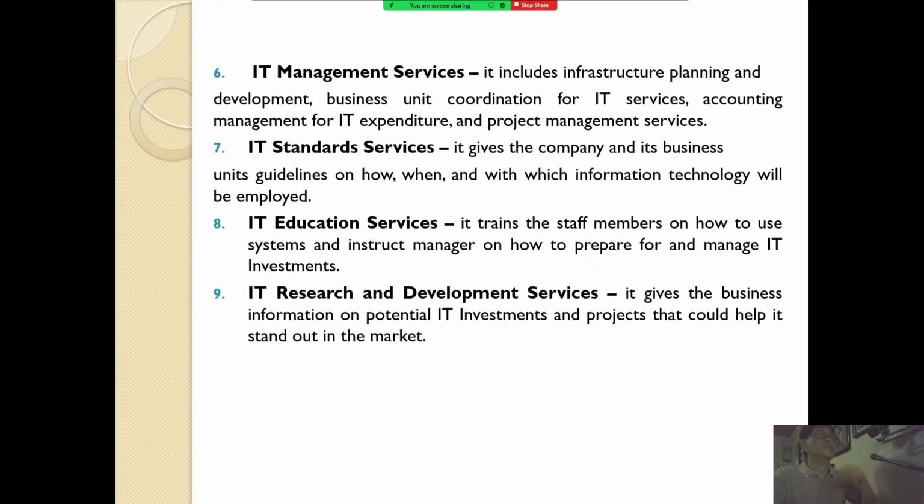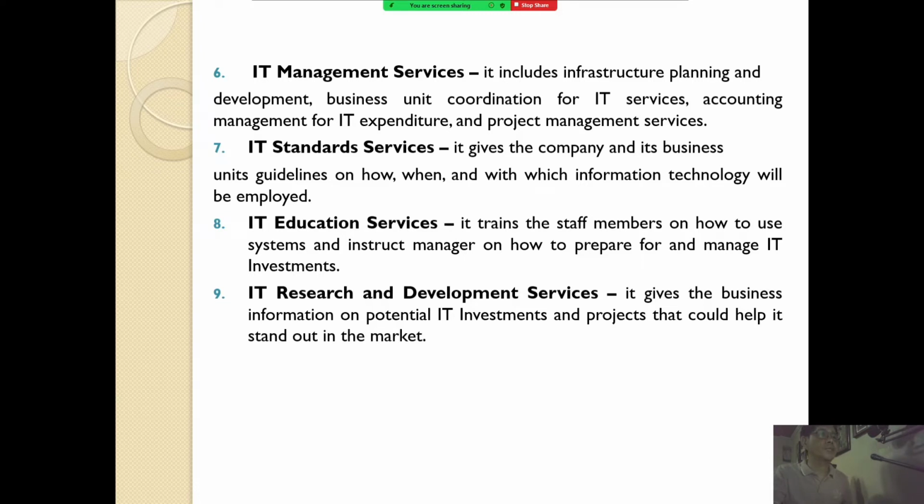So number 6, IT management services. It includes infrastructure planning and development, business unit coordination for IT services, accounting management for IT expenditures, and project management services. Okay, so next is IT standards services. It gives the company and its business units guidelines on how, when, and with which information technology will be employed. So number 8, IT education services. It trains the staff members on how to use the systems and instructs managers on how to prepare for and manage IT investment.